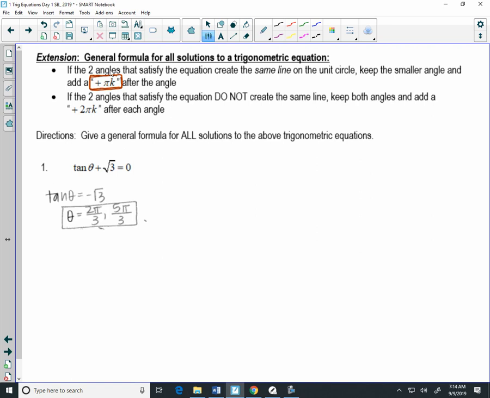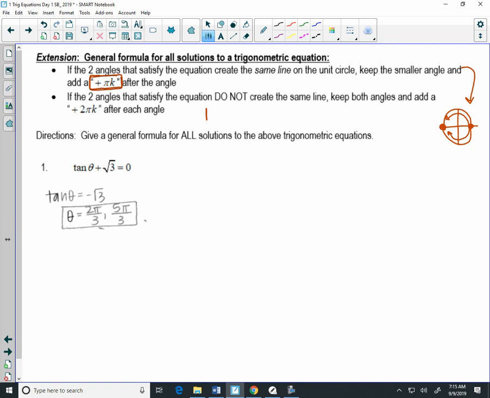What the plus pi k gives you is half a rotation on the unit circle. So if 0 is a solution, plus pi k is going to get you to pi. And plus pi k is going to get you to 0 or to 2 pi. And that's going to work for positive rotations and negative rotations. So that's why we call this the general formula for all solutions, because it not only captures the solutions that are on the unit circle, but it also captures all of the coterminal angles. And you guys know from the unit circle unit that there are an infinite number of those.